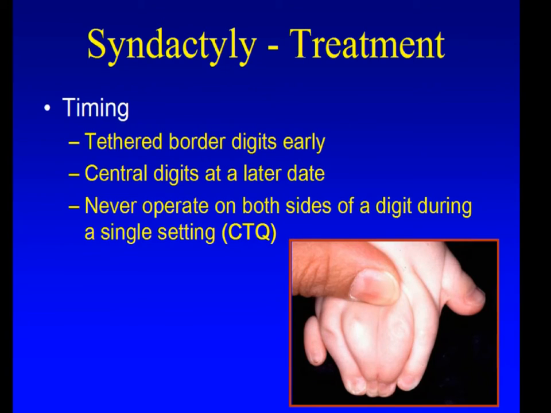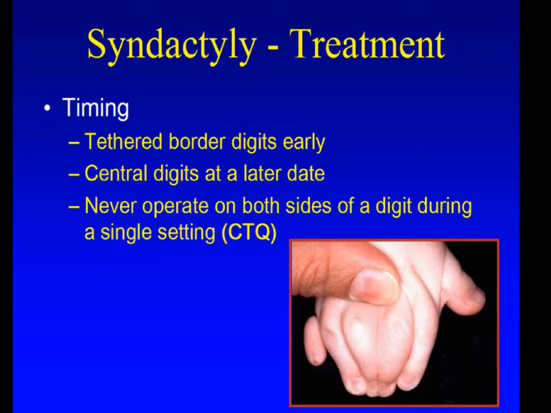So in terms of assessing kids with syndactyly and figuring out what type of treatment options you want to offer them, the first thing to look at, as you can see in this picture, is that you want to address the tethered border digits early, because those are the shortest digits and they are going to restrict the growth of the central digits so that they get an angular deformity if you don't correct them early. So these are usually done by about 1 year of age. Obviously, it depends on whether they have any other medical issues that cause you to have to delay.